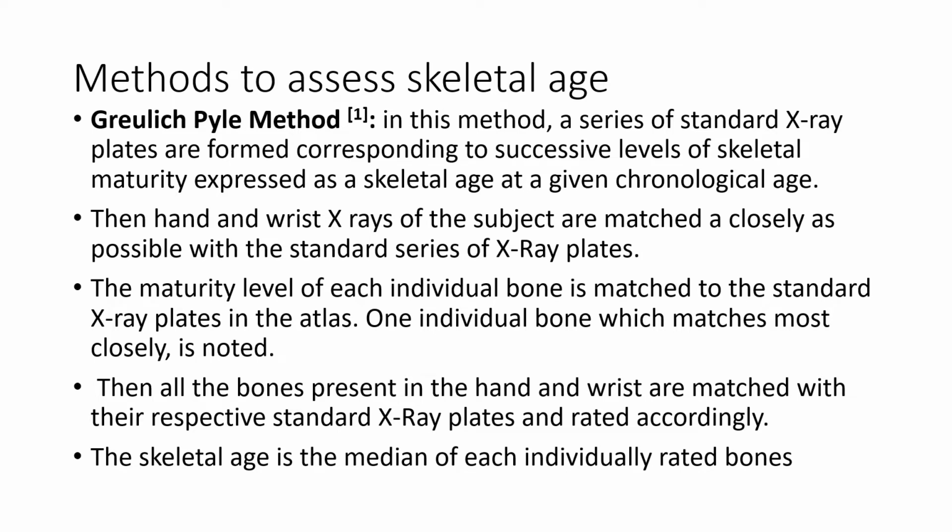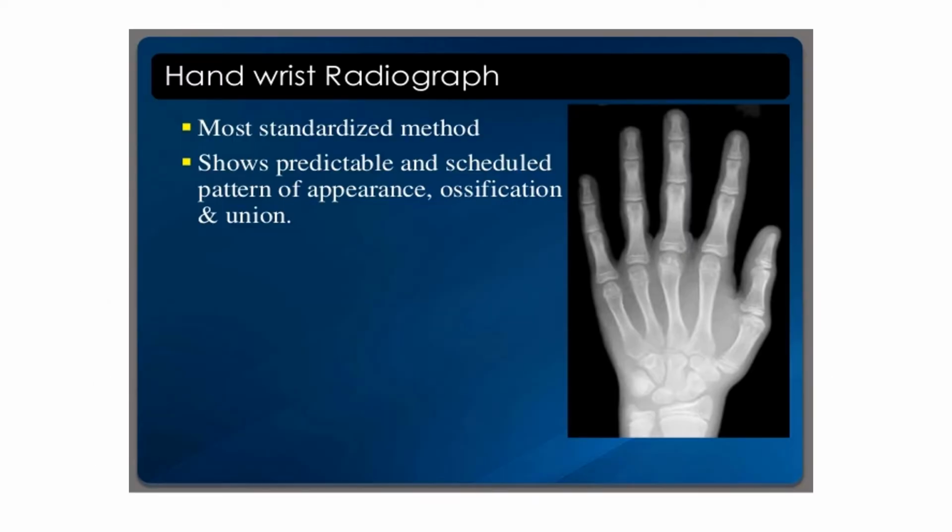Okay, let's move on and show. Now, this is a picture of the hand. This is the complete adult hand. You can see all the bones are there. A complete adult hand. Everything is there. Most standard methods show a predicted and scheduled pattern of appearance, ossification and union.